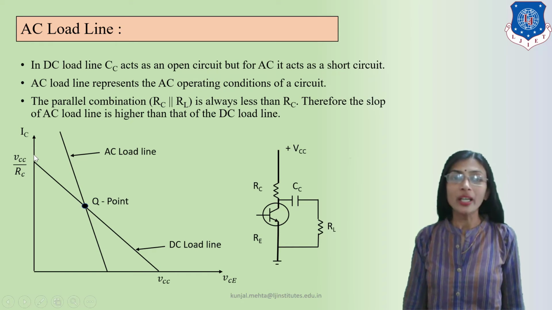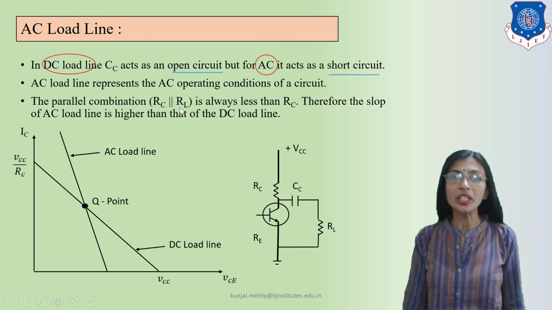The joining line between the cutoff and saturation points is known as the DC load line, and another most important point is known as the operating point. Most widely we consider it at the midpoint or center point of the DC load line. In the DC load line, CC acts as an open circuit, and for the AC load line it acts as a short circuit. The AC load line represents the AC operating conditions of the circuit.